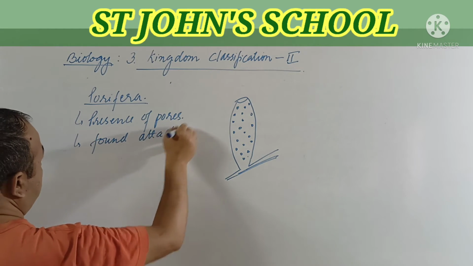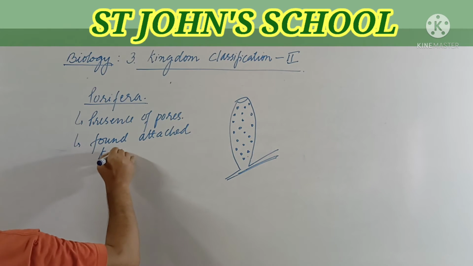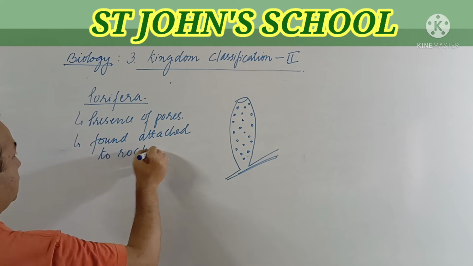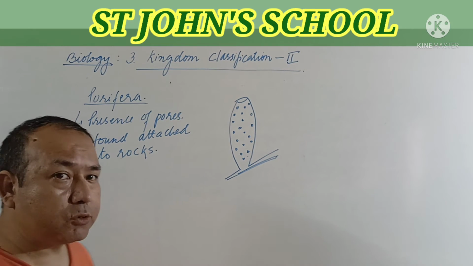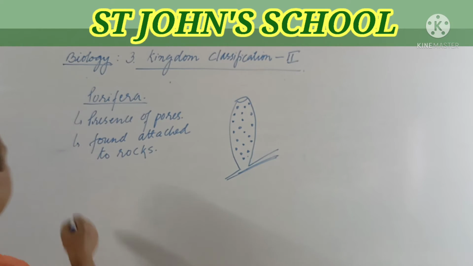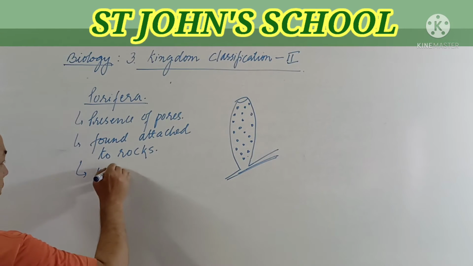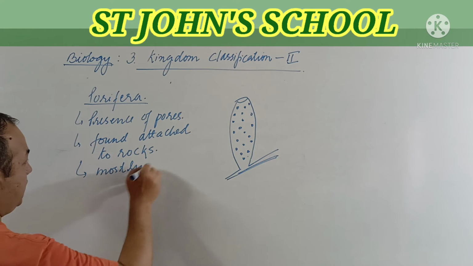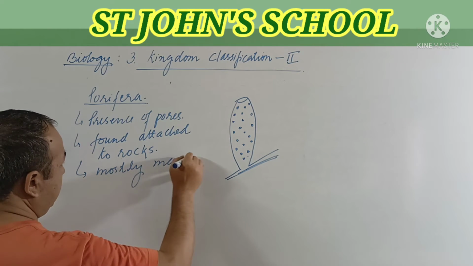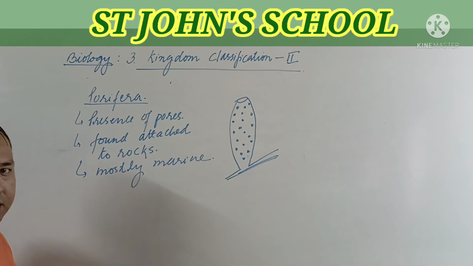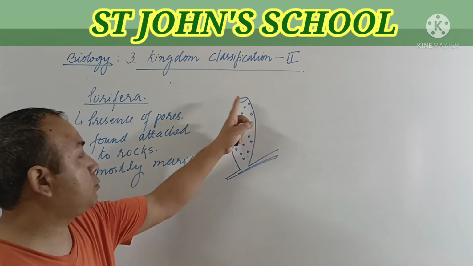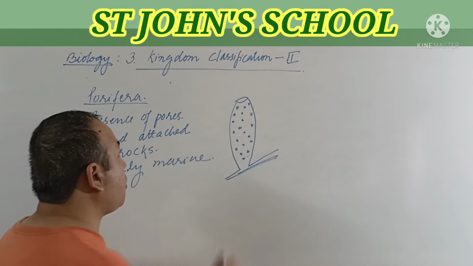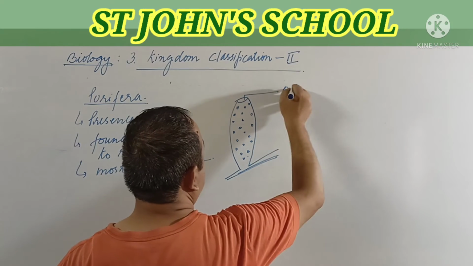Attached to the rocks, or we call it substratum. So that means they cannot locomote from one place to the other. And then next, they are mostly marine, that is found in ocean and sea. Then again there is a presence of single large pore at the top, which we call osculum.